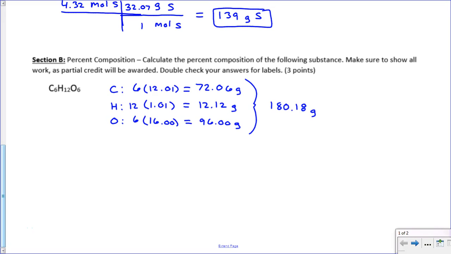Next we need to find the percentages of each, and so what we do is we take the mass of the element, we divide it by the total mass, and we multiply by 100, and then we get the percent mass of that element. So for instance, for carbon, we know that we've got 72.06 grams. We divide it by the total, 180.18, and then times 100. And then you get 39.99% carbon.